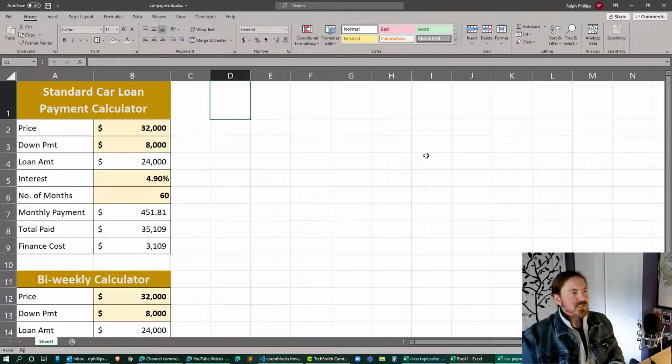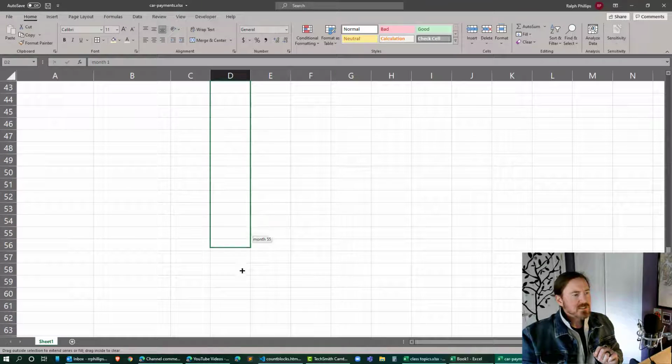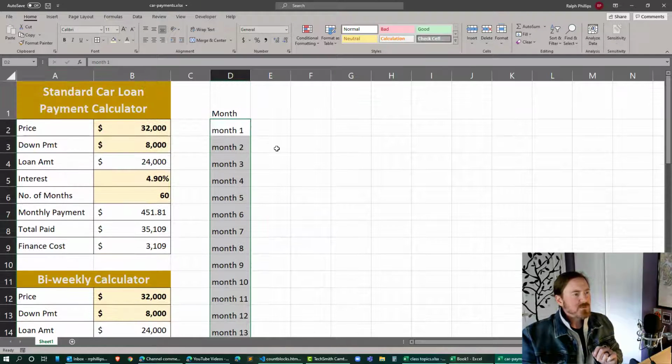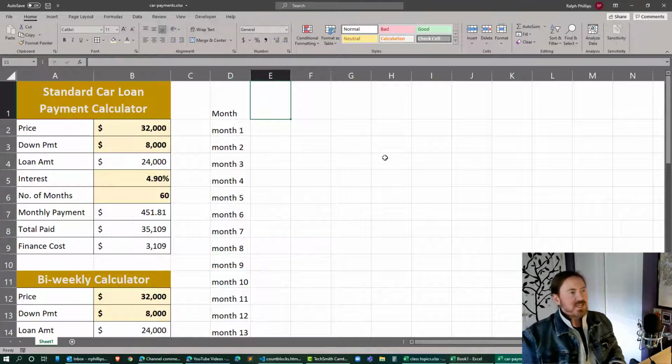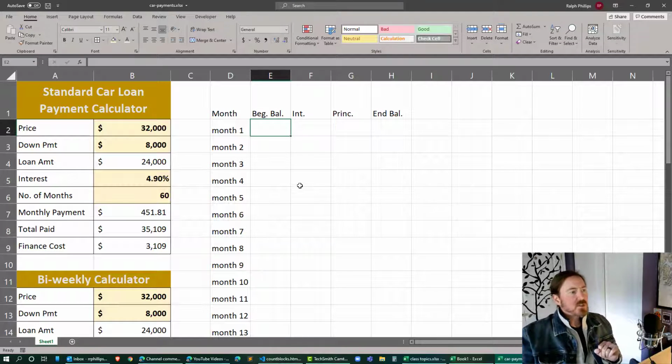So for our month, we'll go ahead and have month 1. I'm going to grab this and autofill it down so that I'm all the way to 60 months. There we go. So we have 60 months of payments. And let's go ahead and calculate our beginning balance, our interest, our principal, and our ending balance.